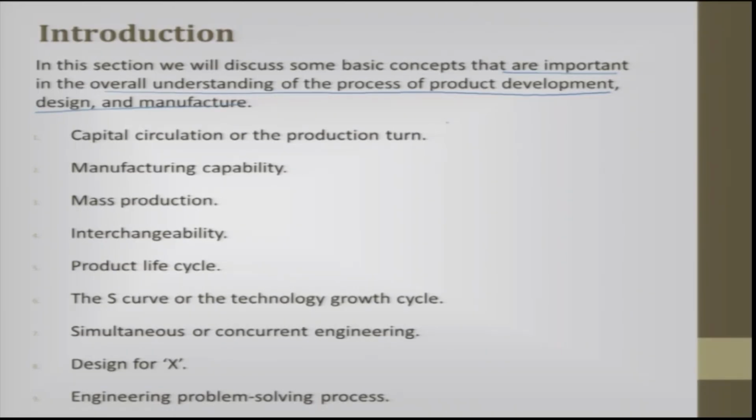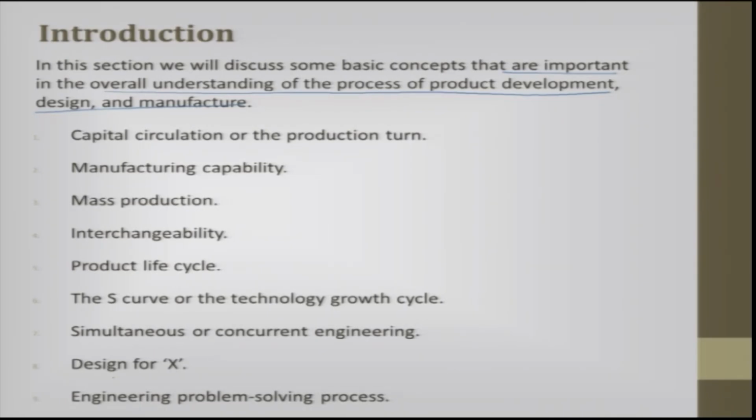One is capital circulation or production turn. 2 is manufacturing capacity. 3 is manufacturing production. 4 is interchangeability. 5 is product life cycle. 6 is S curve or technology growth curve, very interesting. Then simultaneous or concurrent engineering, and design for X. Last class I started talking about design for manufacturing.